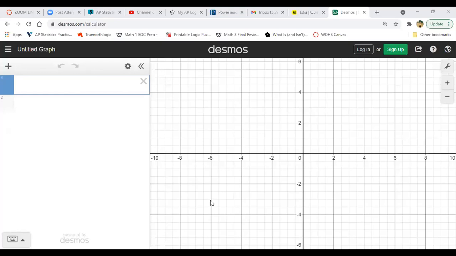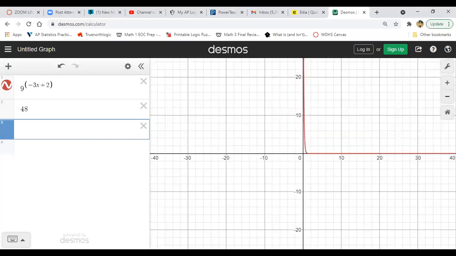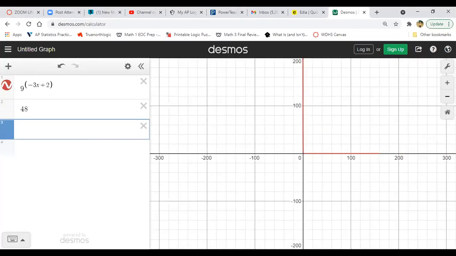9 to the negative 3x. If you don't do the parentheses, it might bring it down. And then in the other one was 48. Now, you're not going to see the 48 because we only go to 6. So I'm going to minimize it. Try to get to the 48.